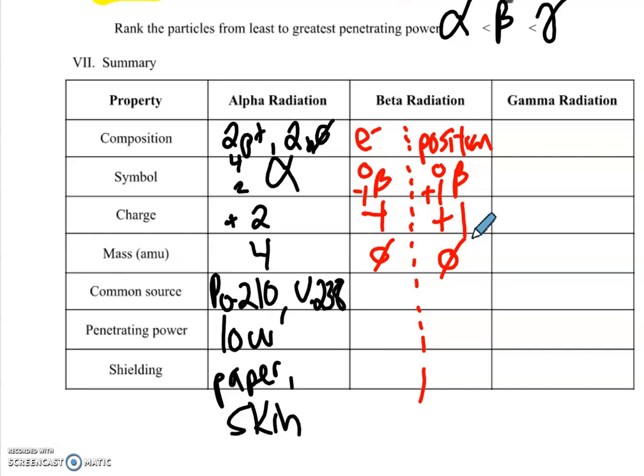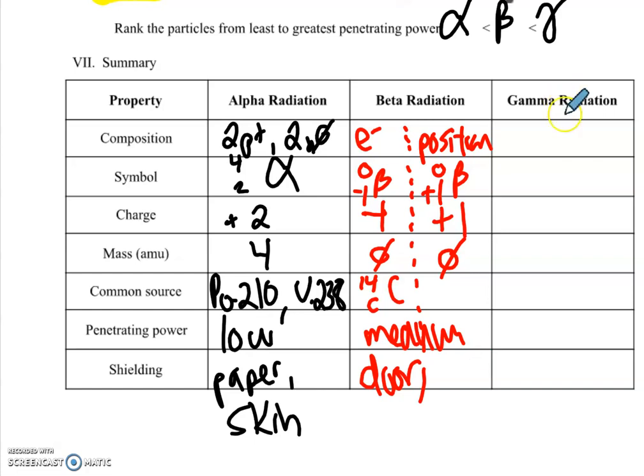And a common source would be from radioactive carbon-14, or things that have smaller nuclei compared to what we've seen. Penetrating power for this one is medium. If you look up at your notes, about a 1-inch thick wood door can block beta radiation. And so the shielding could be a door or even some walls in a well-built building.